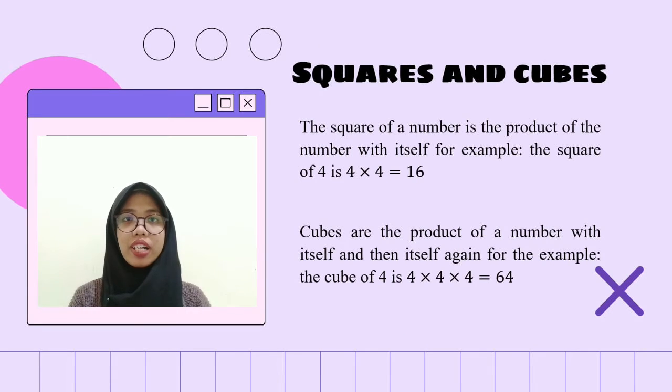The square of a number is the product of a number with itself. For example, the square of 4 is 4 times 4 equals 16. And cubes are the product of a number with itself and then itself again. For example, the cube of 4 is 4 times 4 times 4 equals 64. We know that 4 times 4 equals 16, and if we calculate 16 times 4 equals 64.